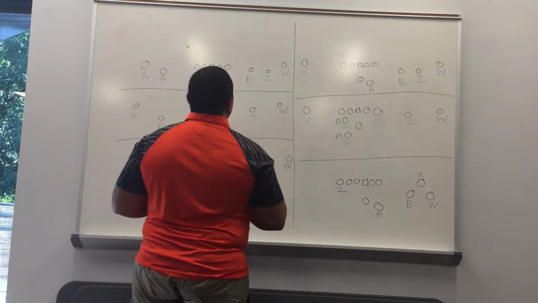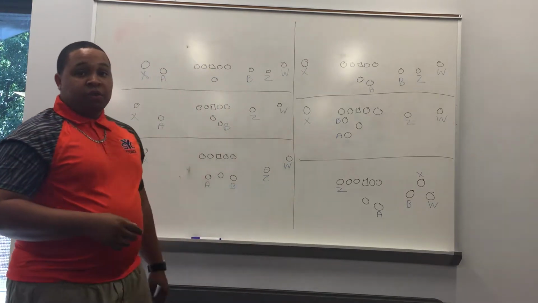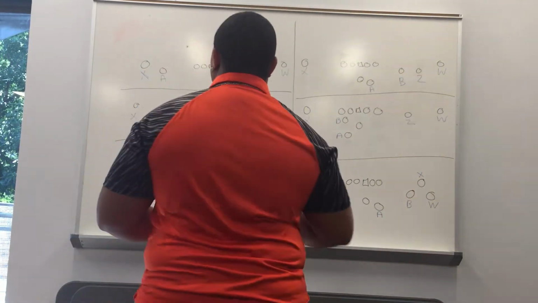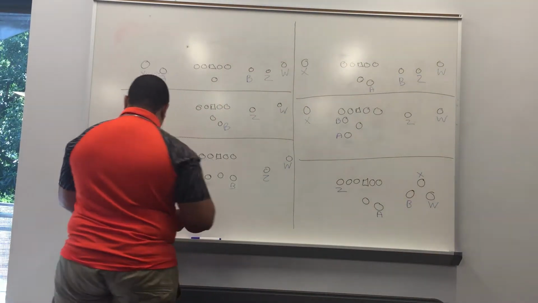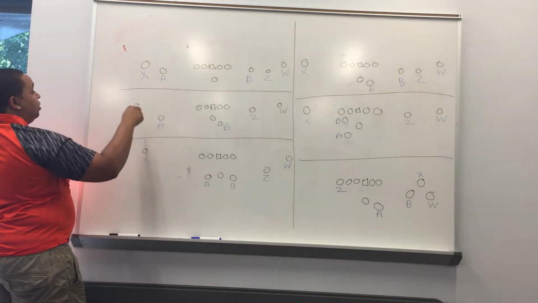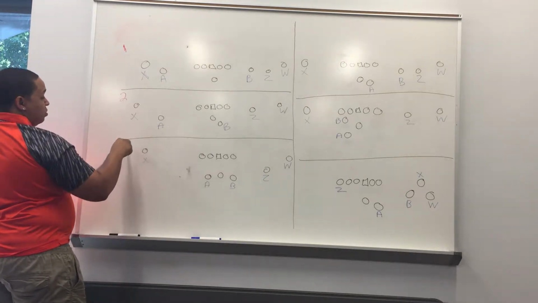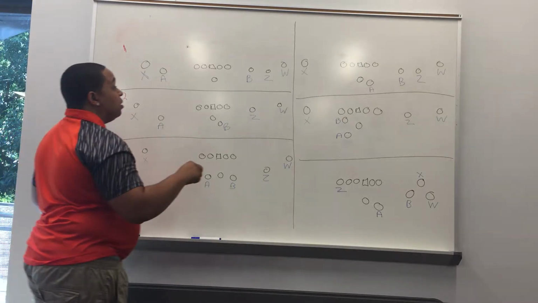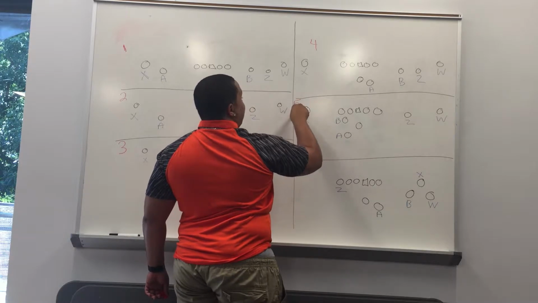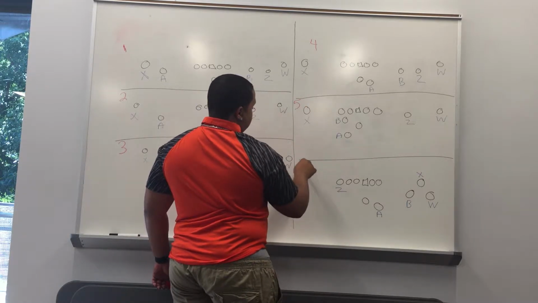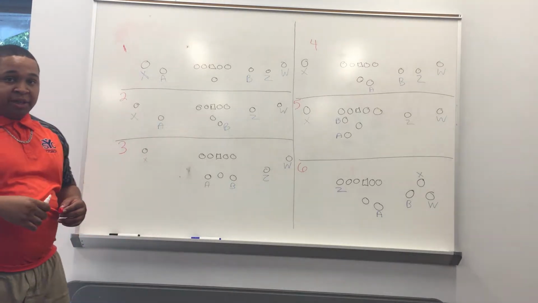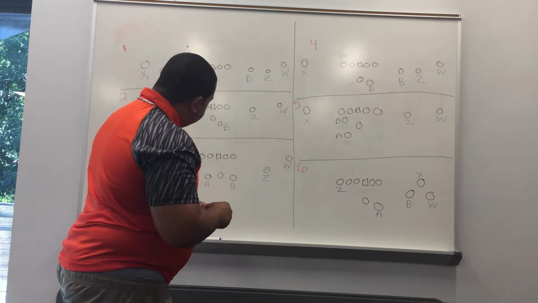Okay, what we're going to do now is we're just going to go over some of our formations, and they're all numbered. And we do this for play calling reasons. So this is formation 1, 2, 3, 4, 5, 6, and we have a 7th and a wildcat formation that we'll go over in just a second.